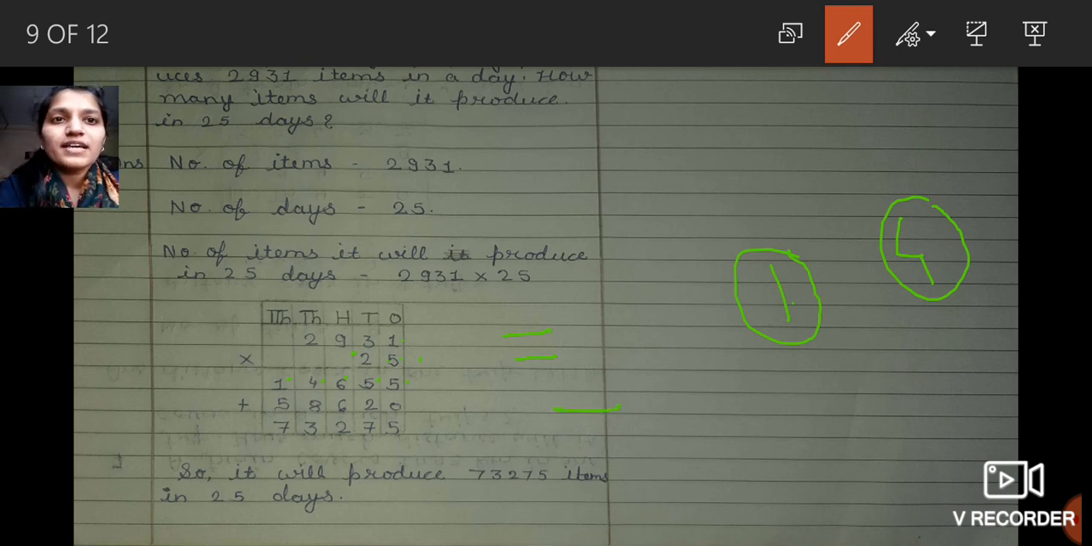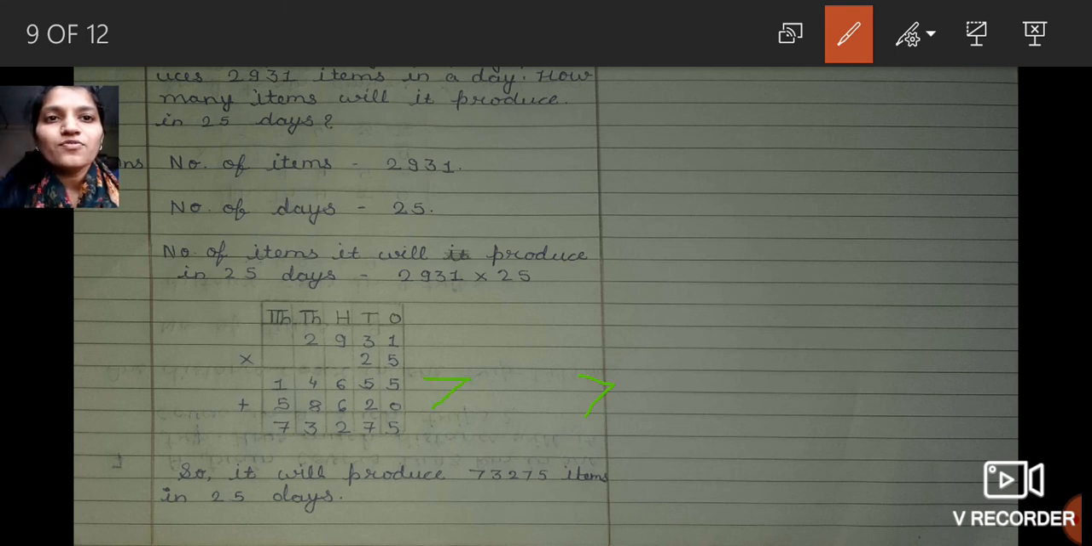So when we start second step, we have to give 1 0, and now we are going to multiply 2,931 by 2. So 2 ones are 2, 2 threes are 6, 2 nines are 18. 8 here, 1 will be carry over. 2 twos are 4 plus 1, 5. Okay, so now we are going to add both the steps.